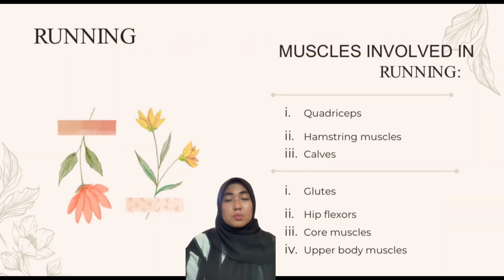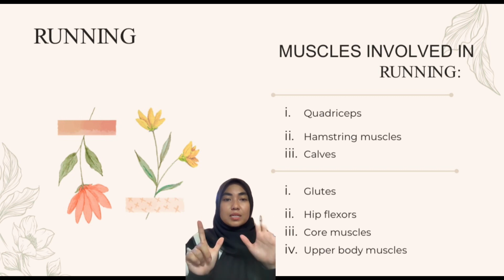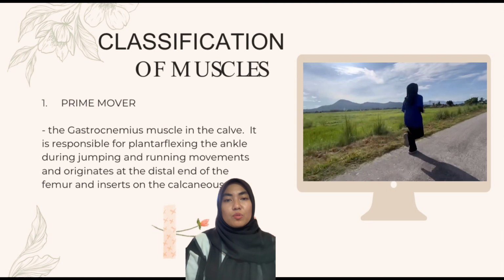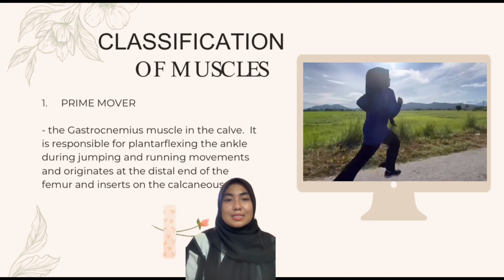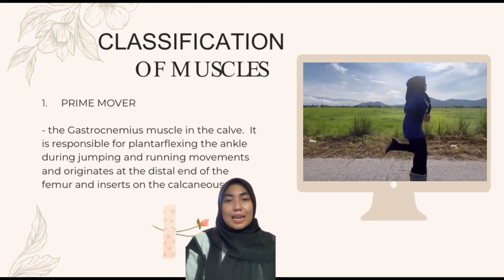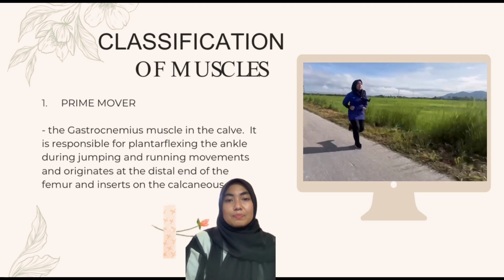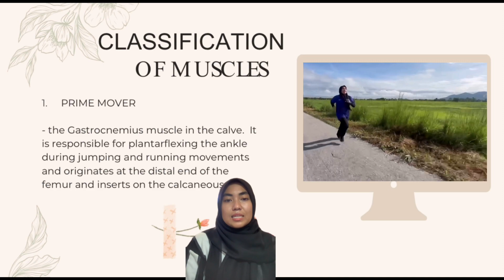I want to introduce my exercise, which is running. There are 7 muscles involved in running: quadriceps, hamstring, calves, gluteus, hip flexor, core muscles, and upper body muscles. Classification of muscle, prime mover: the main flexing muscle that causes the movement. They are typically the larger muscles in our body and many times cross two joints. An example is the gastrocnemius muscle in the calves.